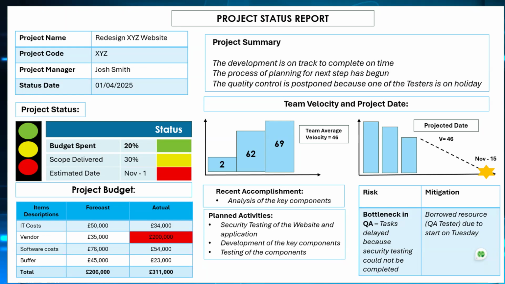And then it's looking at the process of planning for the next step has begun. Okay, so what they are saying is, for this phase, we're on track. We've done what we need to do. For the next phase, we're already planning.